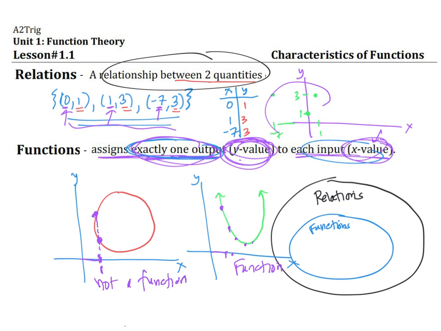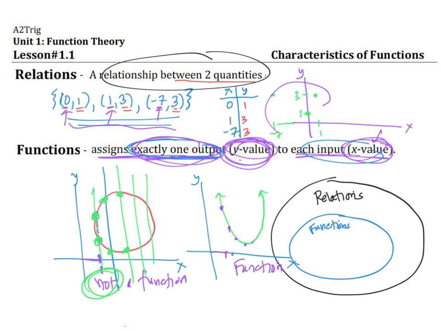Now, there is a very simple visual we can do to test graphs to see if they are functions or not. We call this the vertical line test, right? If we draw a vertical line through the graph and it intersects that vertical line at more than one point, then that is not a function. The relationship between those two quantities is not a function.